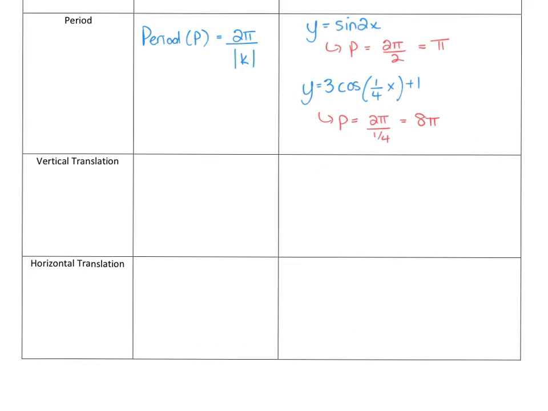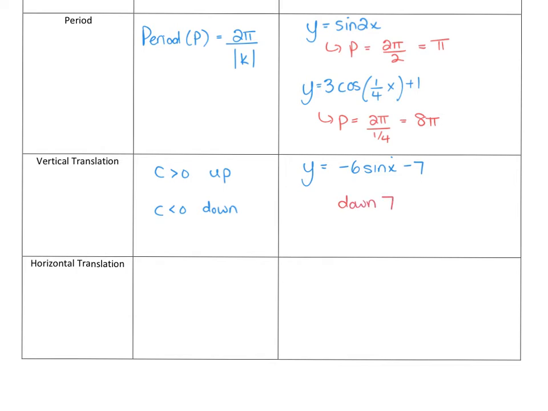Vertical translation is much more simple. If c is positive, we know that that means up. And if c is negative, we know that means down. So for example, if we have something like y equals negative 6 sine x minus 7, we know that that's going to be shifted down 7.